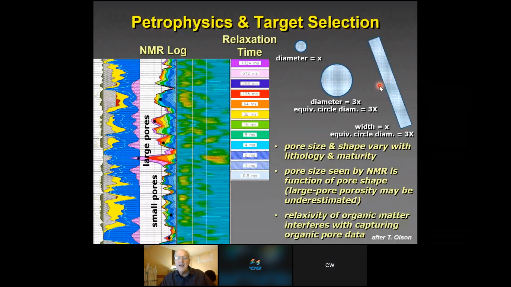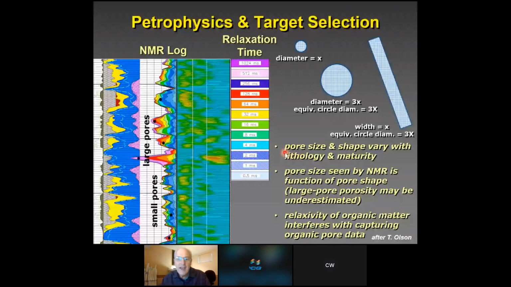Because why? When you compress this pore, then relax it, the NMR log records the fast relaxation across this narrow diameter right there. So if you just use NMR logs to help you try to target, you might actually be underestimating large pore porosity. So there's actually a lot of porosity in the marls. So I'm still stuck. Which one should I target?